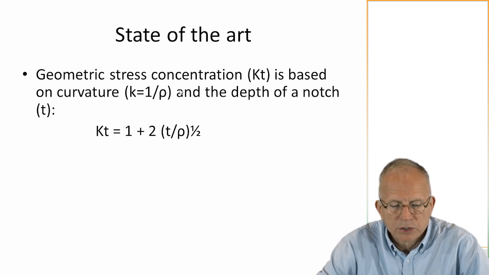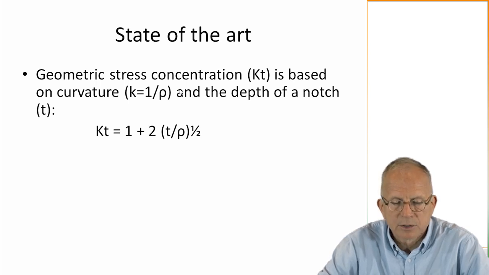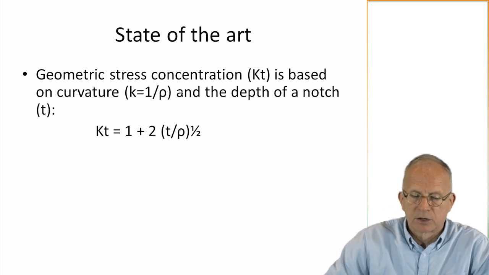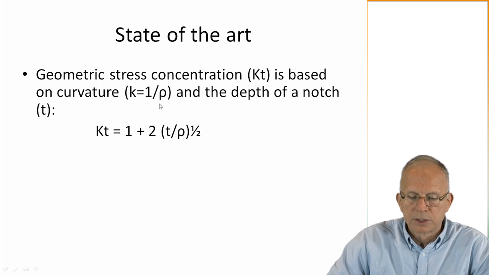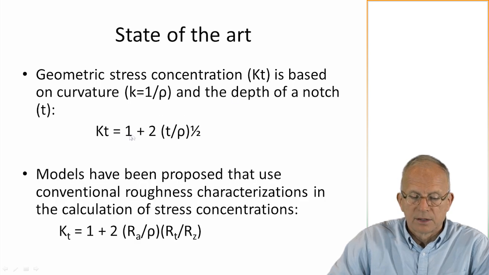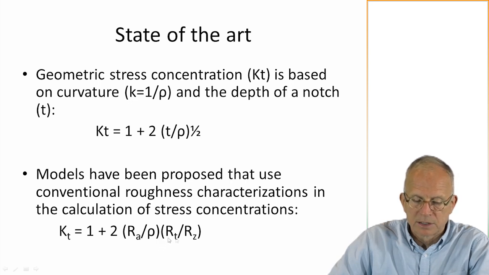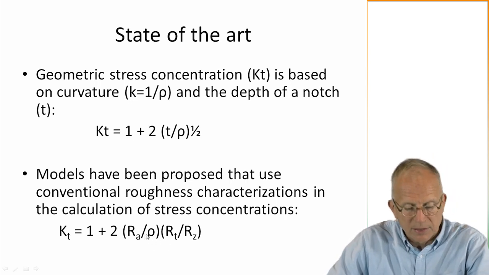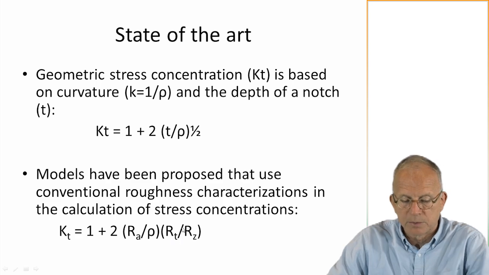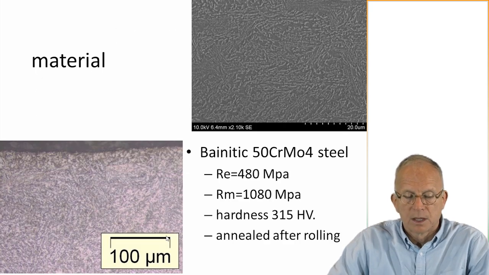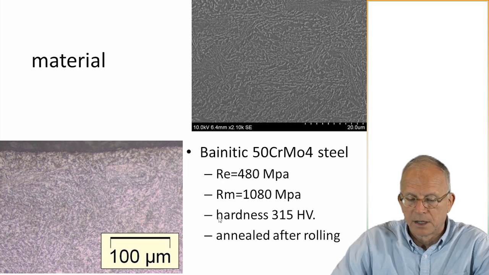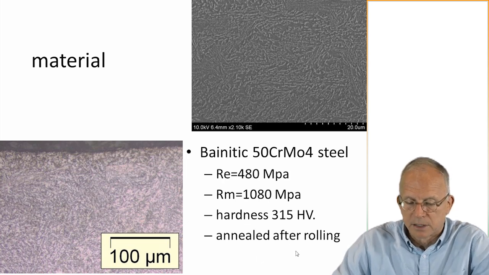So the geometric stress at a stress concentration can be based on curvature, or 1 over the radius. So here is the radius of a notch. And other models have been proposed that use, again, the radius, but some of the height parameters along with it. Here's the material, and here's the material specs.